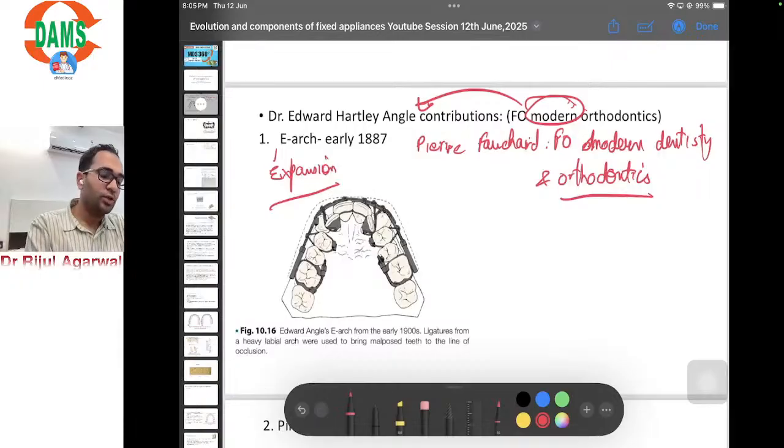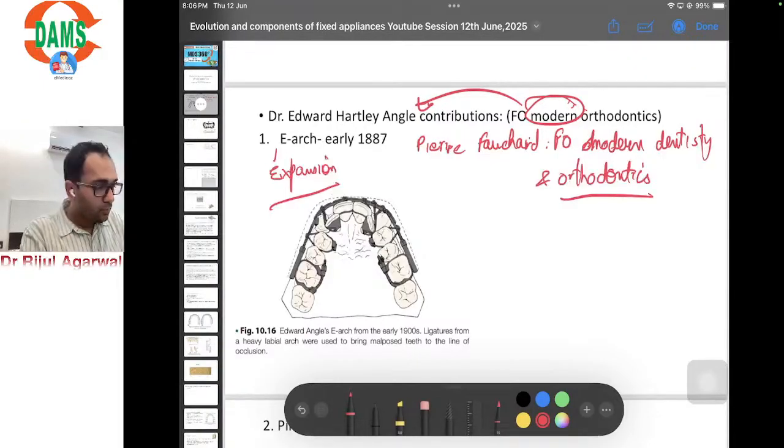So if the question comes in MCQ, who gave E-arch? E-arch or expansion arch was given by Pierre Fauchard. Angle later on developed and modified this appliance. There is a tendency of confusion between students. Angle never gave this appliance; he developed and modified this appliance. It was given in early 1887, or you can say late 1800s.